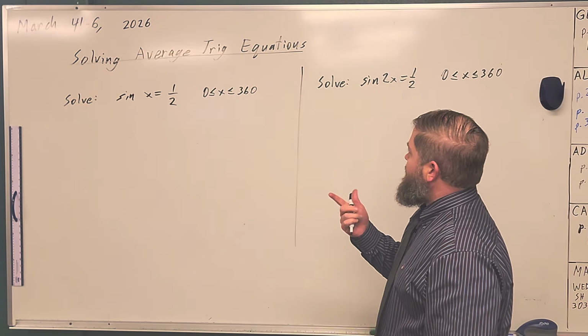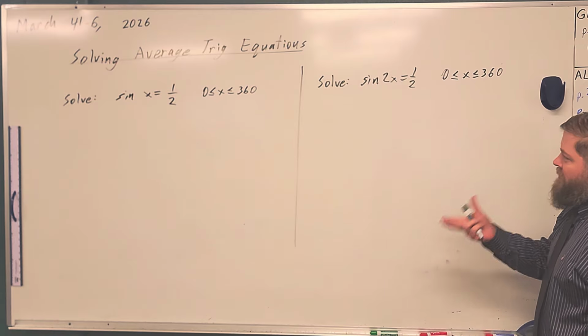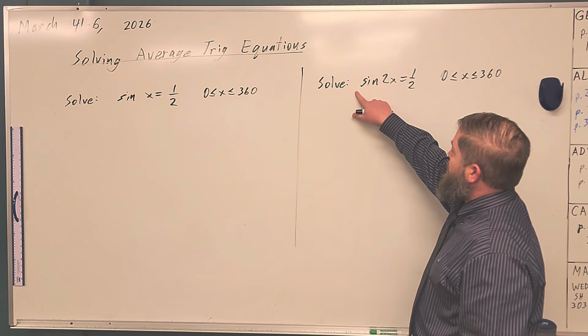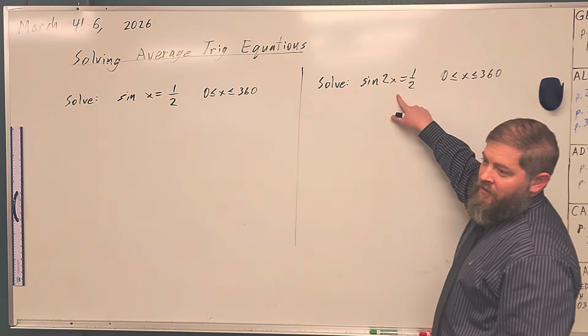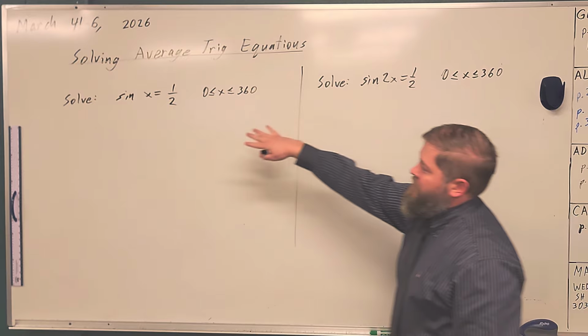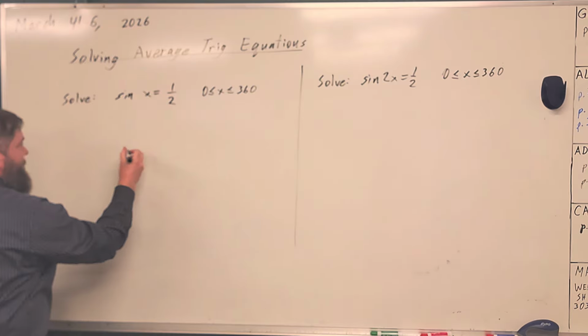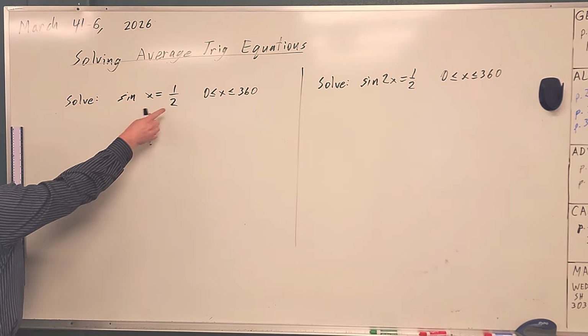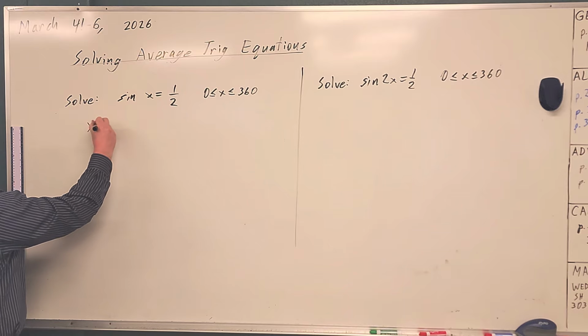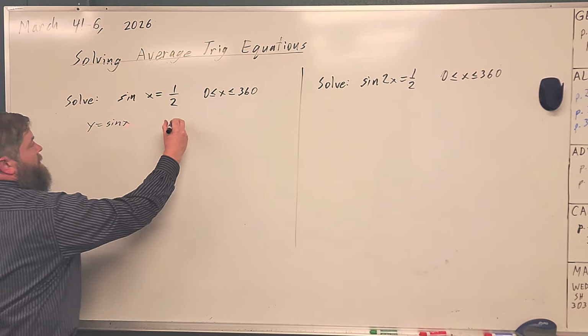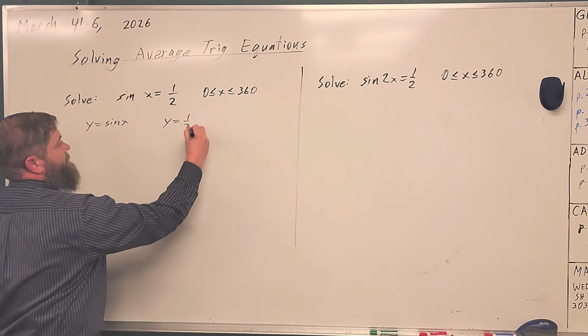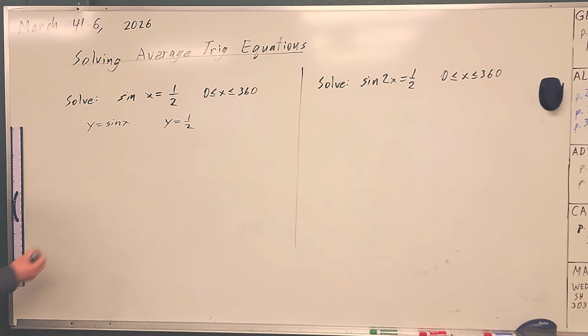So to introduce the idea of what we're solving today, I'm going to use these two equations. This is the one that we're learning today. This is review. Okay, let's go ahead and graph it first. So to solve this, we could graph y equals sine, and we could graph y equals a half. Where they intersect are my solutions.